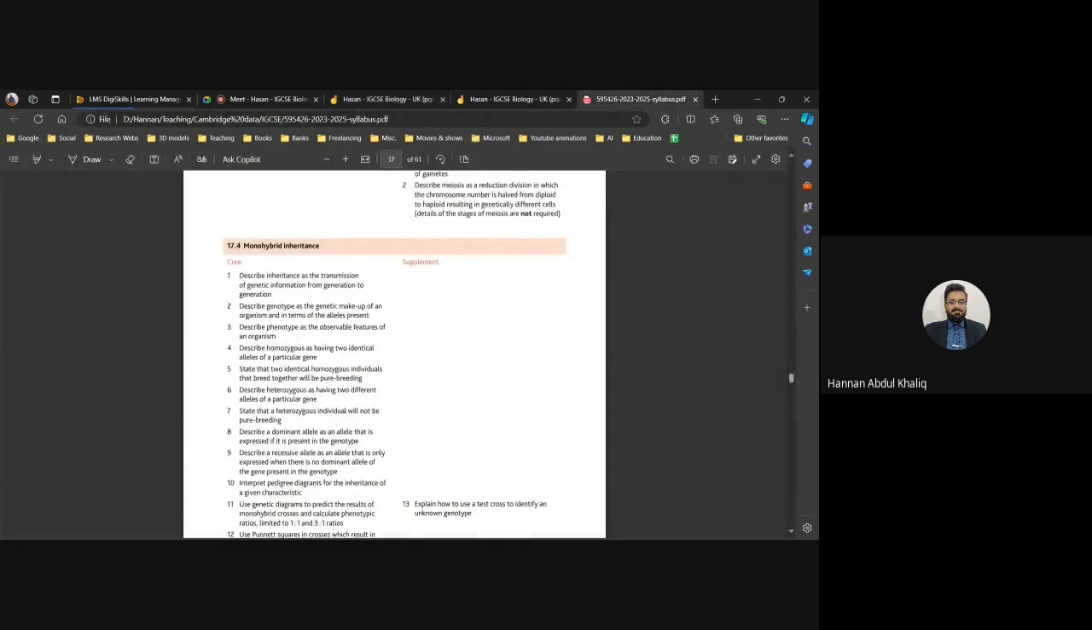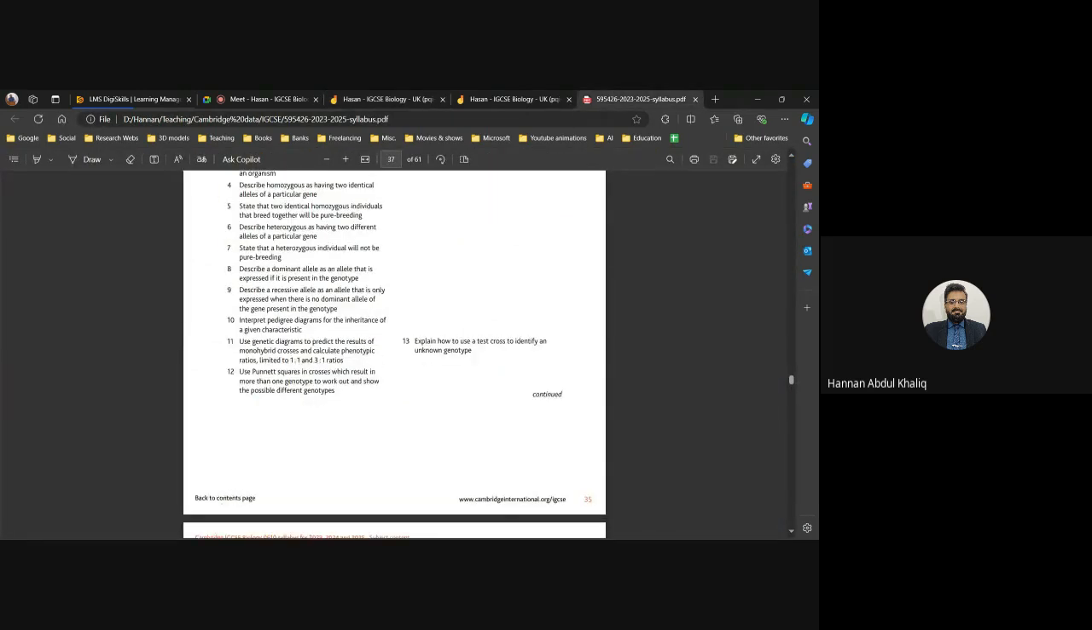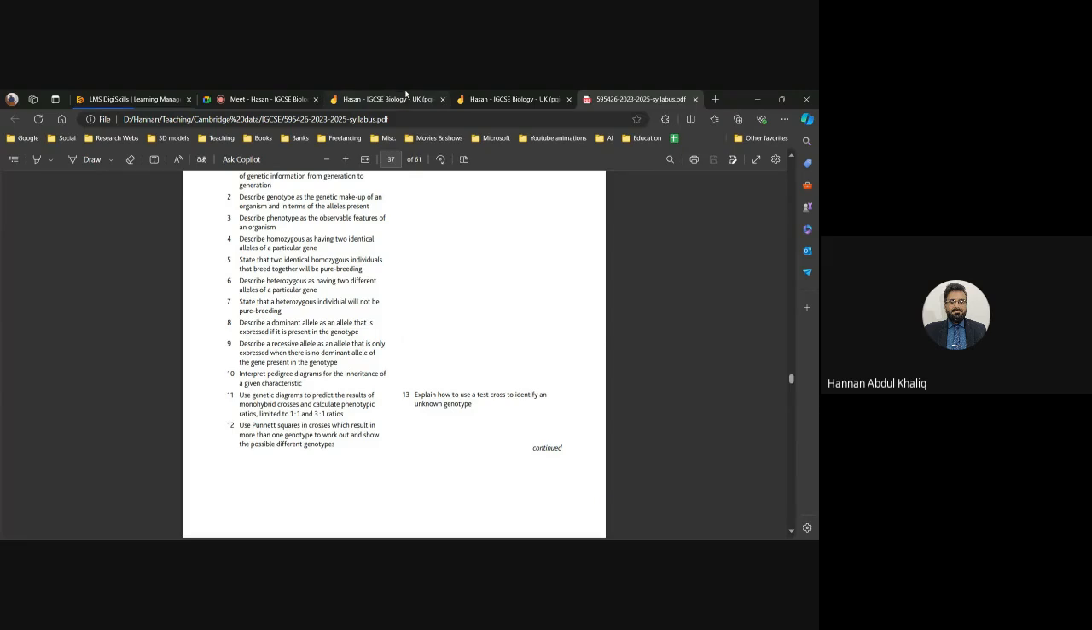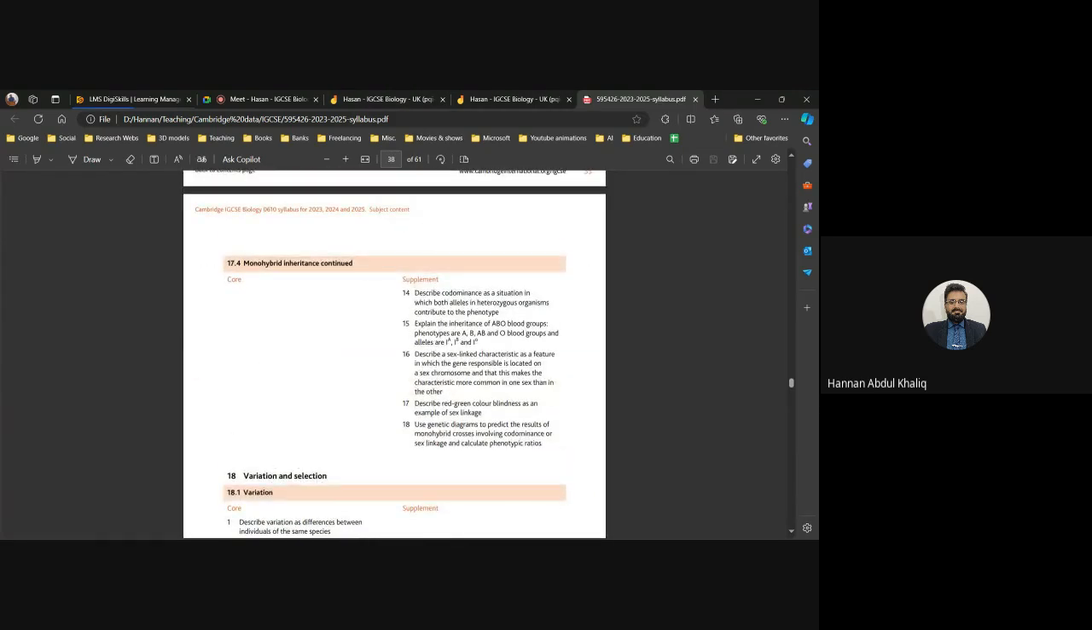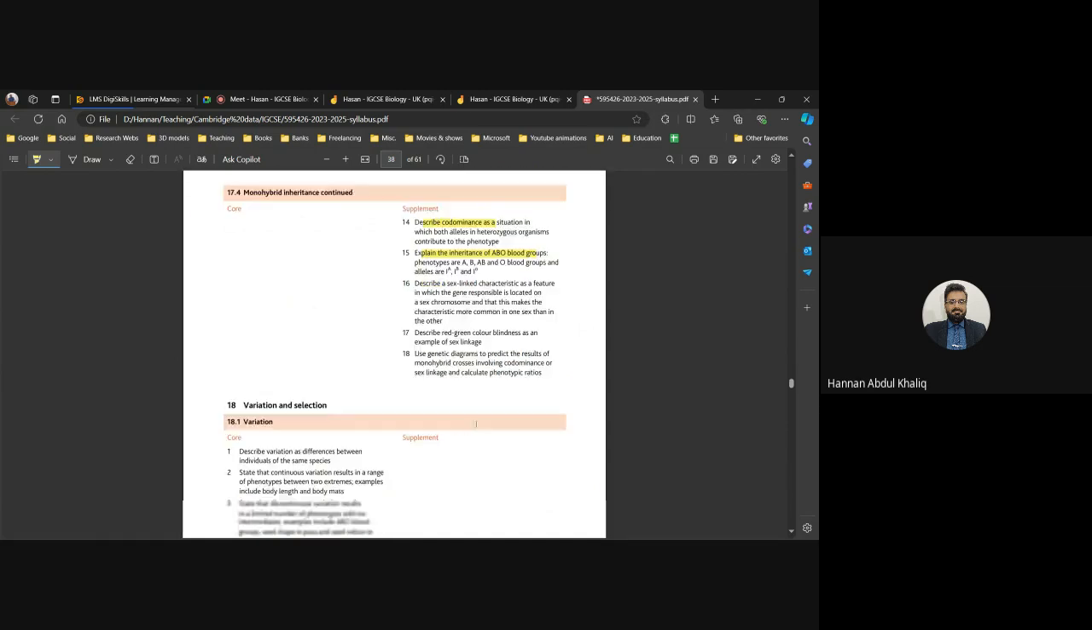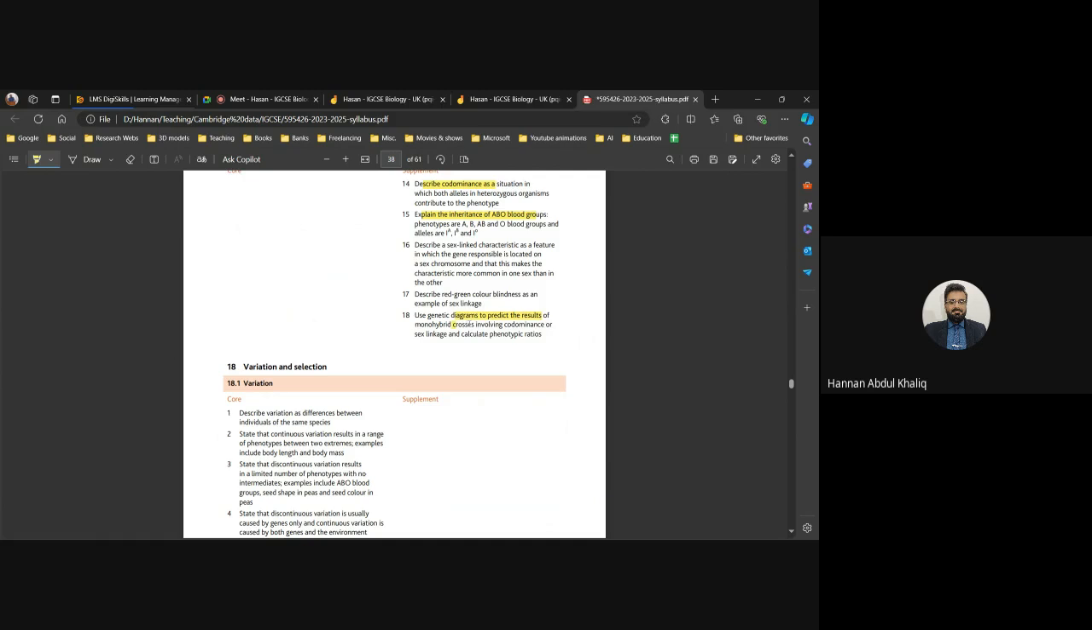Okay, so now, moving on. One more terminology is still there that I need to cover. We have covered codominance. We have seen the ABO blood group system. Sex-linked characteristics are there, and then red-green color blindness. Genetic diagrams to predict the results of monohybrid crosses: obviously, I have shown you how to calculate the phenotypes and sex linkage ratios. This portion is not done, and we'll be covering it, inshallah, today.